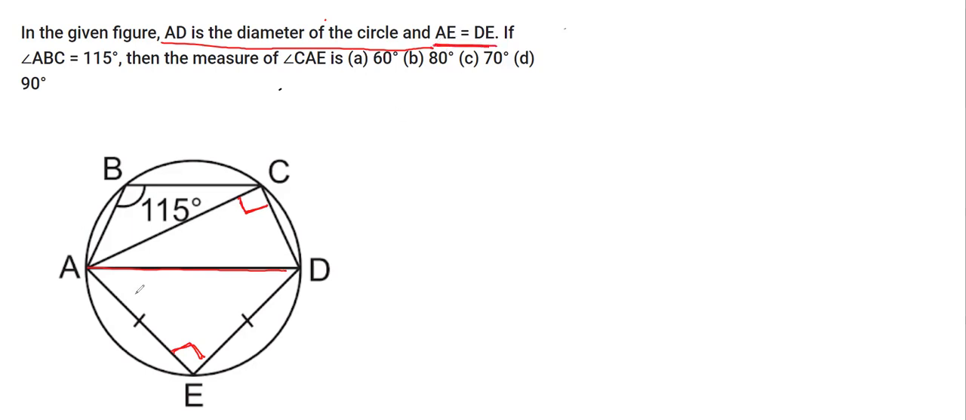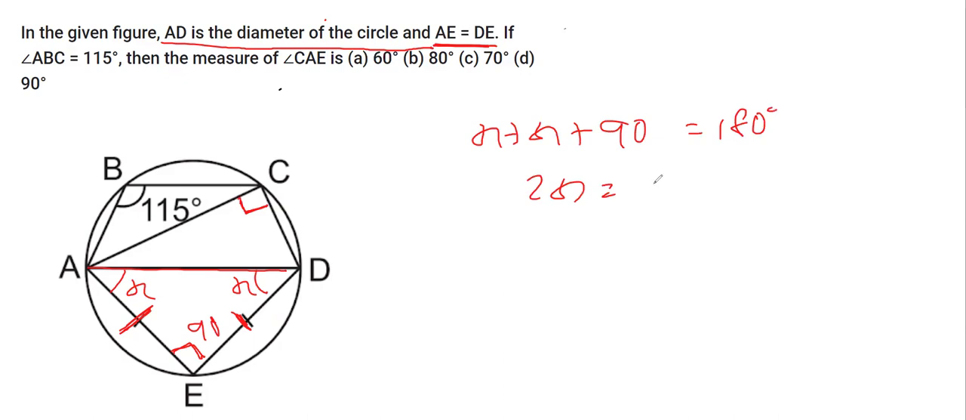Further, we have the length of AD is equal to DE. Now, when two sides are equal, the angles opposite to these two sides will also be equal. So x plus the one which is given as 90 degrees here is equal to 180 degrees. So we can say 2x is equal to 180 minus 90, that is 90. So x is equal to 45 degrees. So I can say that we even know the value of this angle as 45 degrees.